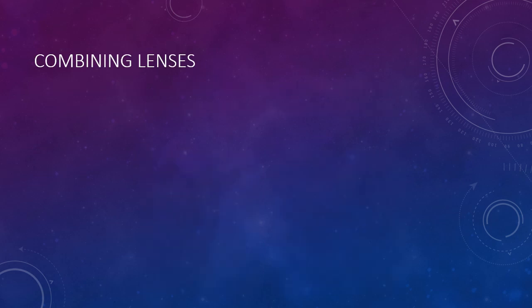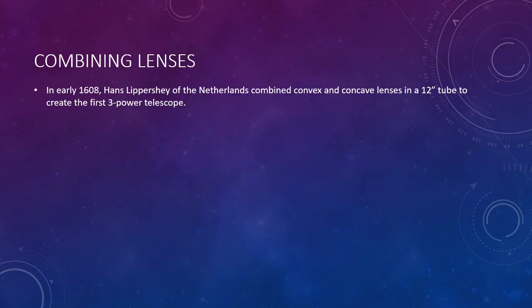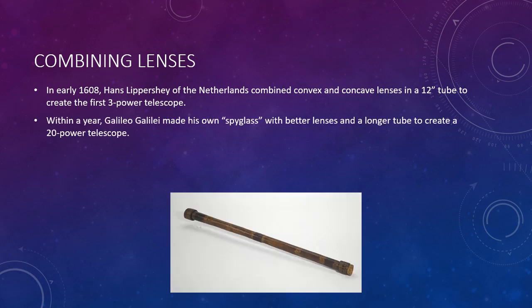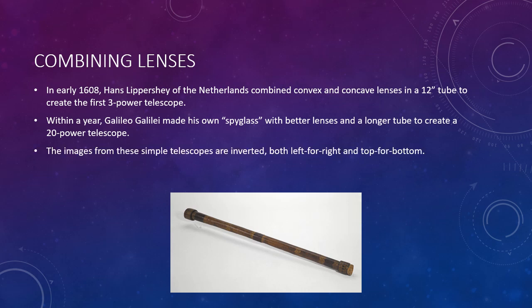Combining lenses. In early 1608, Hans Lippershey of the Netherlands combined convex and concave lenses in a 12-inch tube to create the first 3-power telescope. Within a year, Galileo Galilei made his own spyglass with better lenses and a longer tube to create a 20-power telescope. The images from these simple telescopes are inverted, both left for right and top for bottom. Shortly thereafter, militaries combined pairs of telescopes into the first binoculars.